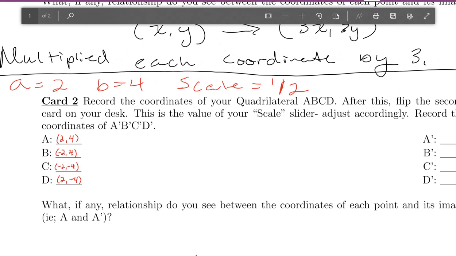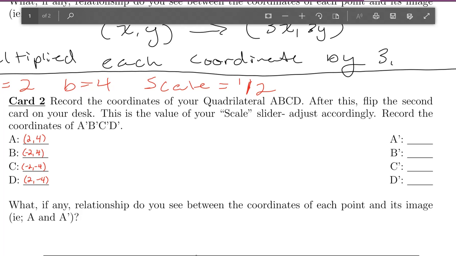So the first thing we're going to do is make a prediction. We're going to write down what we think the new coordinates will be, and we'll see if the model matches them. So 2 times 1/2 is 1, and 4 times 1/2 is 2, so that should be my new point. Negative 1, 2, negative 1, negative 2, and 1, negative 2. Should be my new vertices.